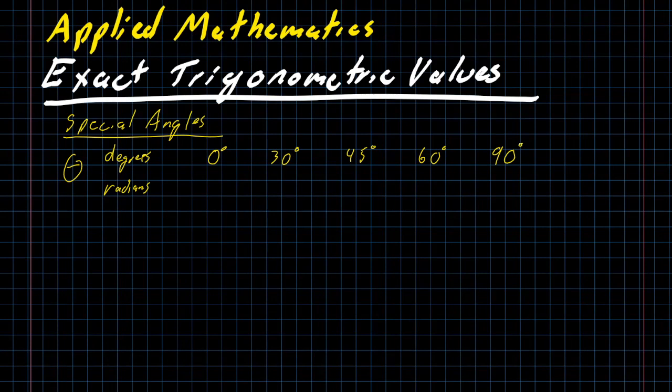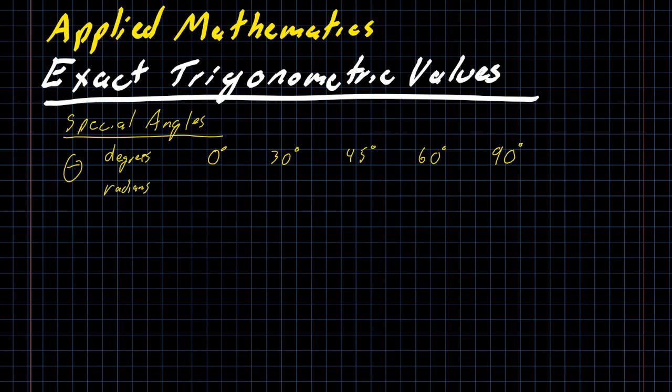Why are 15 and 75 skipped? Because the representation is really ugly. It turns out that if we look at these 5 angles, 0, 30, 45, 60, and 90, it is really easy to memorize the values of some of the trigonometric functions.